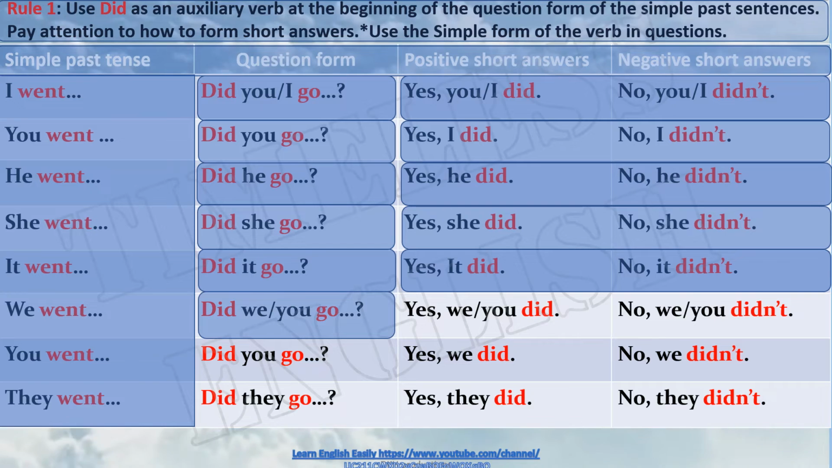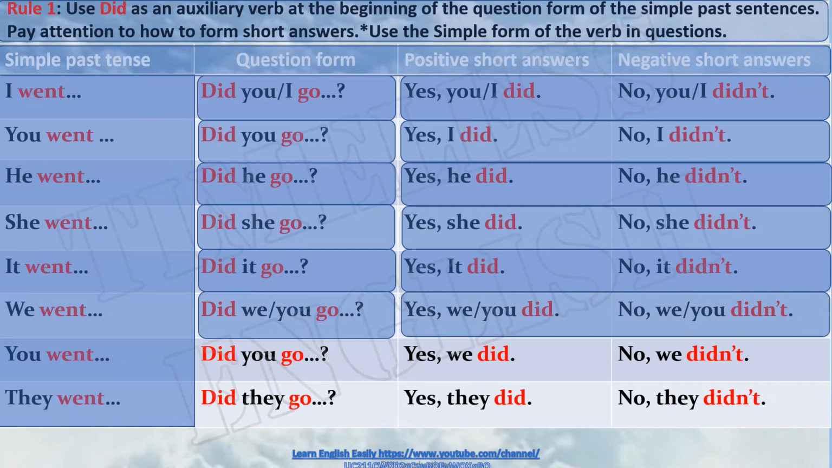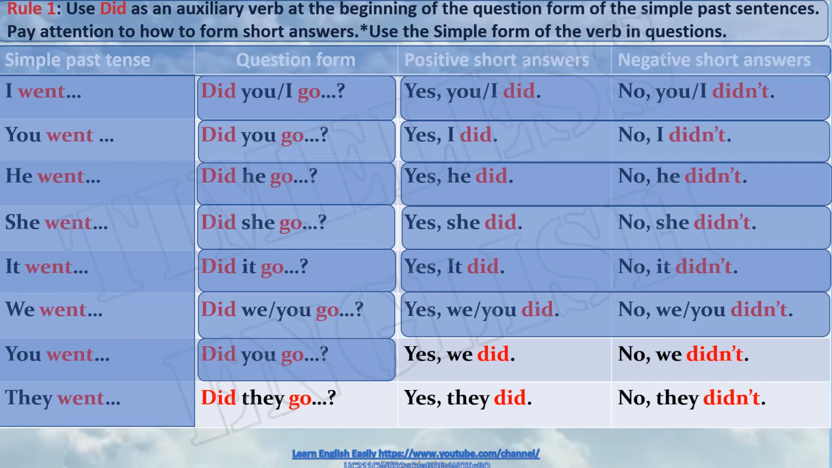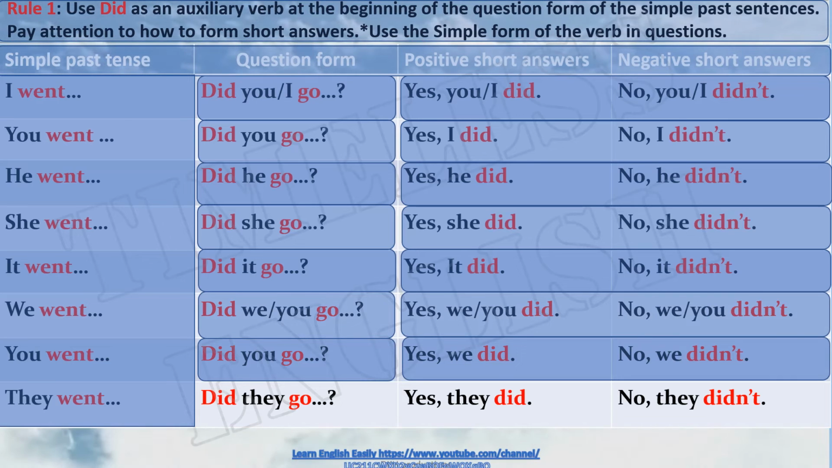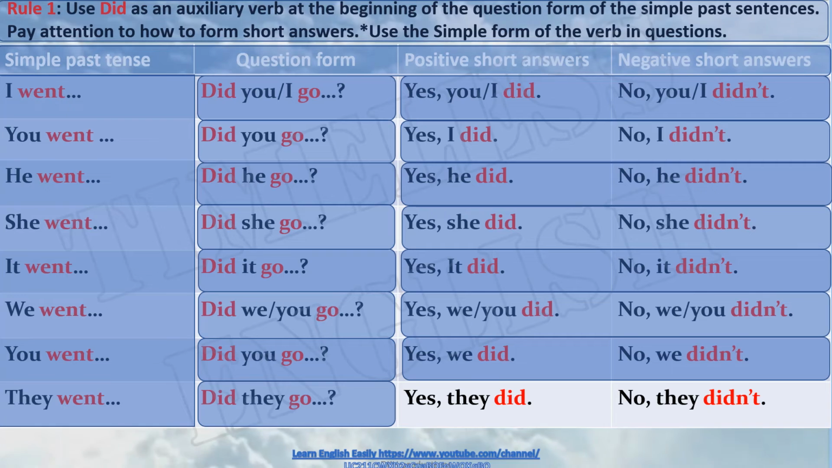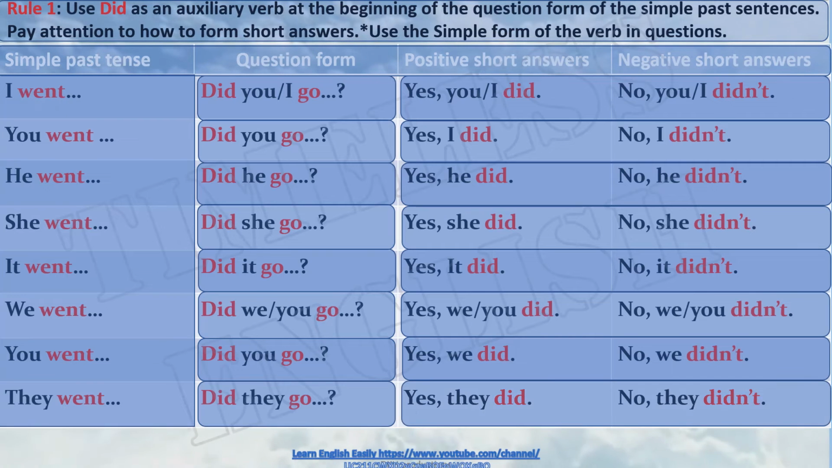Did we go? Did you go? Yes, we did. Yes, you did. No, we didn't. No, you didn't. Did you go? Yes, we did. No, we didn't. Did they go? Yes, they did. No, they didn't.